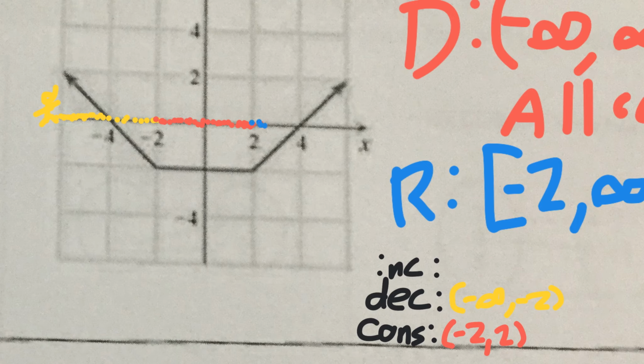And then the graph starts to increase. And when does it stop increasing? It doesn't. It never stops increasing. It's continuing to go up forever. So the graph is increasing from positive 2 to positive infinity.